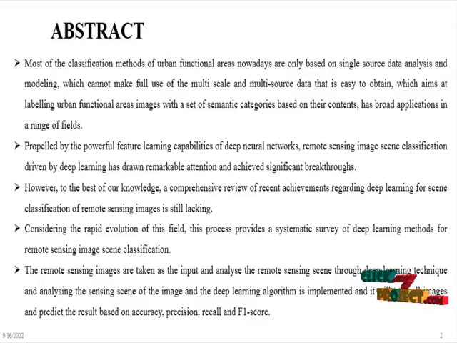Considering the rapid evolution of this field, this project provides a systematic survey of deep learning methods for remote sensing image classification. The urban functional area remote sensing images are taken as an input, and the urban functional areas are analyzed from the images by using a deep learning algorithm. The deep learning algorithm was successfully trained on the data and generates the result in the form of metrics like accuracy, precision, recall and F1 score.